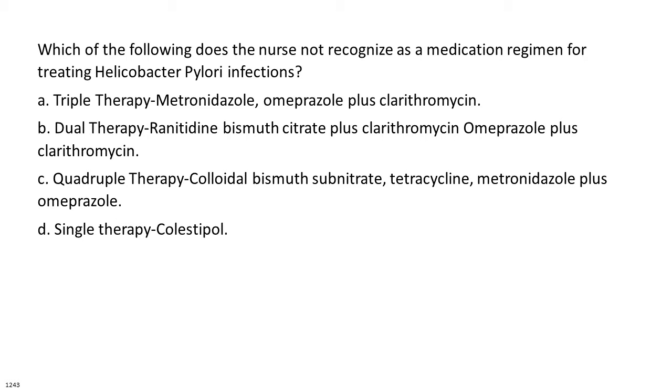Which of the following does the nurse not recognize as a medication regimen for treating Helicobacter pylori infections? A. Triple therapy: metronidazole, omeprazole plus clarithromycin. B. Dual therapy: ranitidine bismuth citrate plus clarithromycin, omeprazole plus clarithromycin. C. Quadruple therapy: colloidal bismuth subnitrate, tetracycline, metronidazole plus omeprazole. D. Single therapy: colestipol.